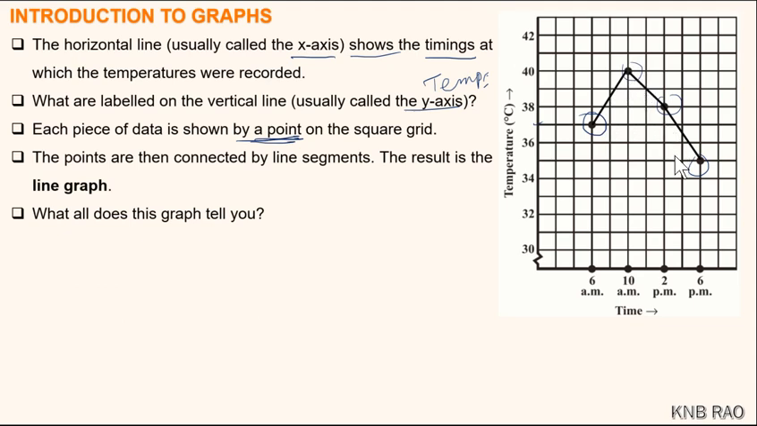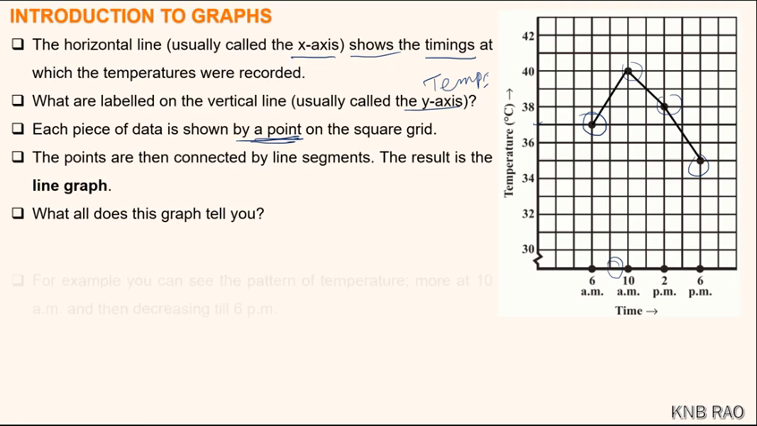And there was no recording at 8 a.m., correct? But still, this graph suggests that the temperature will be not less than 37 degrees Celsius, children. This graph suggests that at 8 a.m. the temperature may be more than 37 degrees Celsius only. Correct? So like these, we can make so many inferences from this graph.